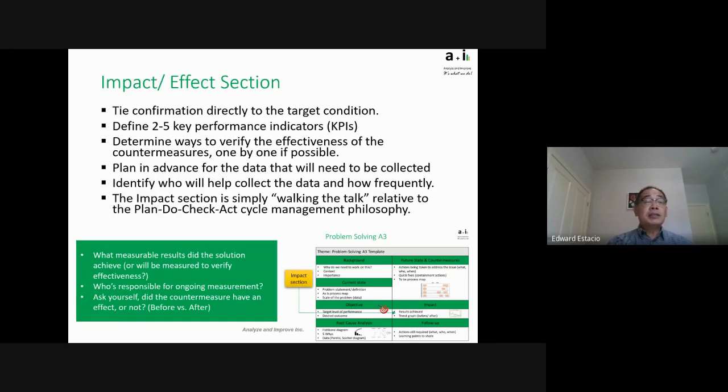The impact section is to tie confirmation directly to the target conditions. What are the target conditions? We need to have 80% on-time delivery, for example, or 100% on-time delivery. Define 2 to 5 key performance indicators.